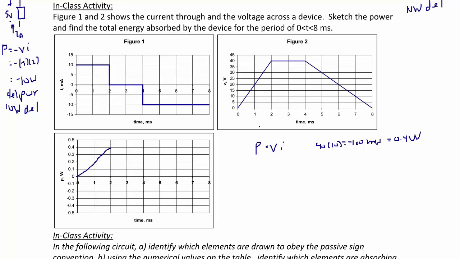Then I have 40 volts from 2 to 4 milliseconds, but the current is at 0. So when I multiply anything by 0, I get 0. So this line immediately drops down to here. And it's a flat line at the 0 from 2 to 4 milliseconds. Then here I have negative 10 milliamps, and my voltage goes from 40 volts back to 0. So when I have 40 times negative 10, I get negative 400 milliwatts, or negative 0.4 watts. And this is going to end at the 0. So this immediately drops down to negative 0.4.